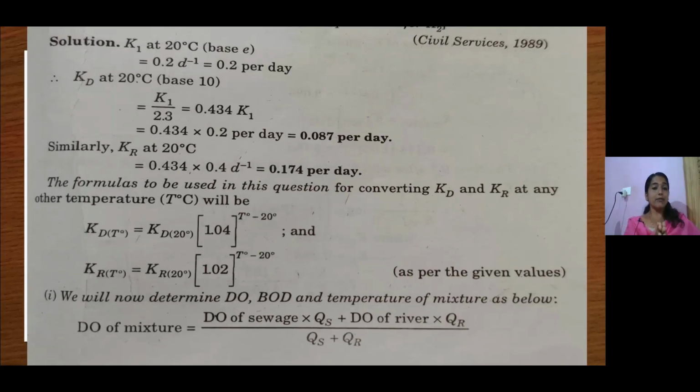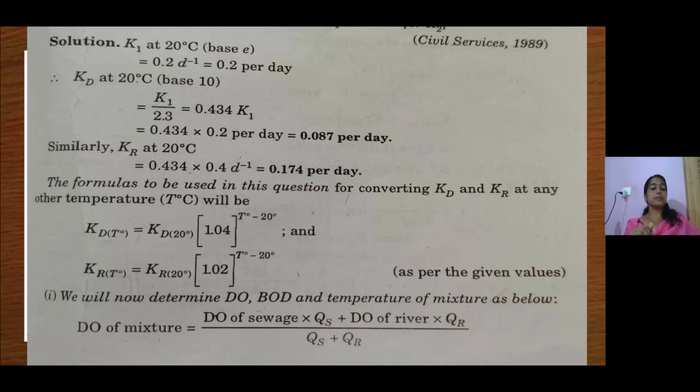Okay. Here K1 value is 0.2 per day and KD at 20 degrees to the base 10 you have to calculate. That is K1 divided by 2.3. Then that is 0.434 K1, and you get a value of KD at 20 degrees centigrade to the base 10 as 0.087 per day. Similarly, you can calculate the reoxygenation coefficient also, and then you can calculate the KD value at any temperature T by using the temperature coefficient equation.